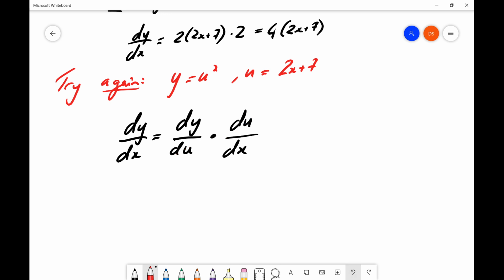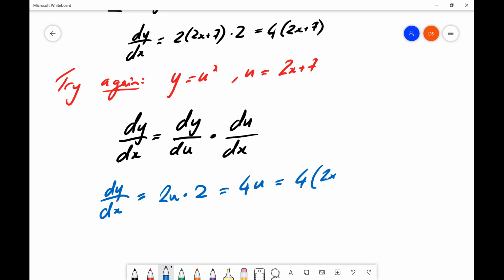So let's try. So here goes. Dy by dx is equal to dy by du times du by dx. What is dy by du? Well, what's the derivative of this? That is just 2u. And what is the derivative of this? Just 2. So my answer is 4u. U, that is my answer. Same as what I got before.